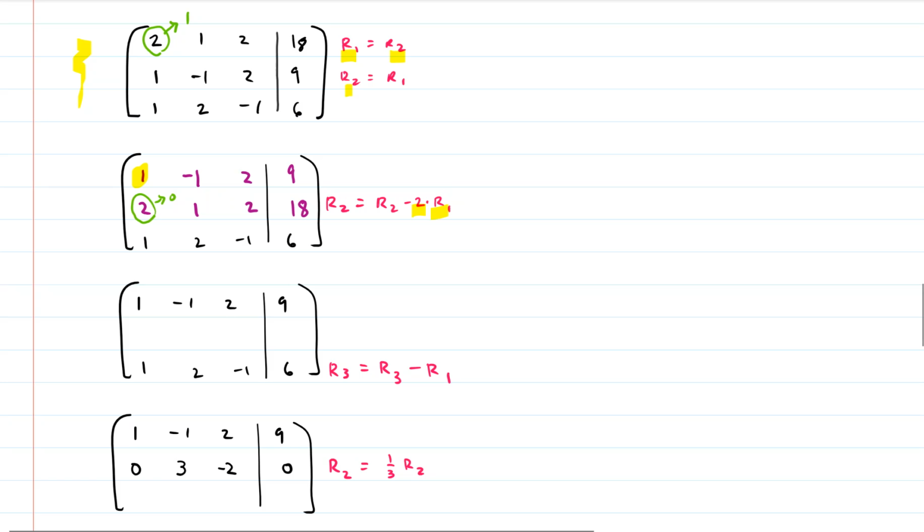So let's try it. -2 times 1 gives me -2. Add it to 2, and I get 0. -2 times -1 gives me +2. Add it to 1, and I get 3. -2 times 2 gives me -4. Add it to 2, I get -2. And -2 multiplied by 9, add to 18 gives me 0.